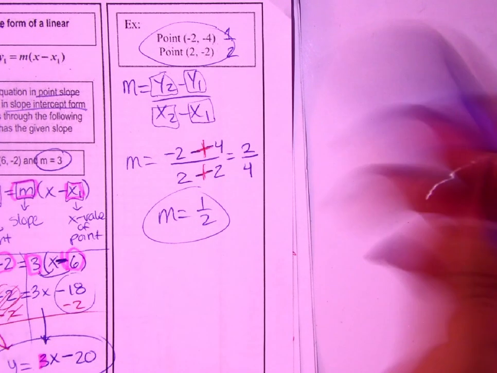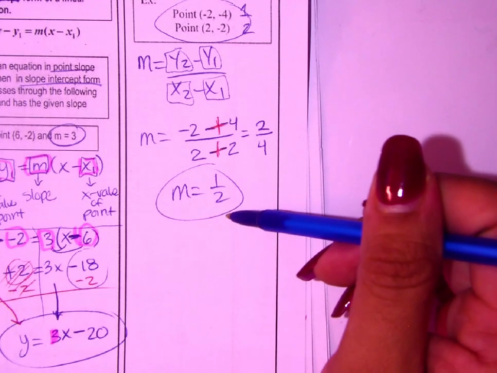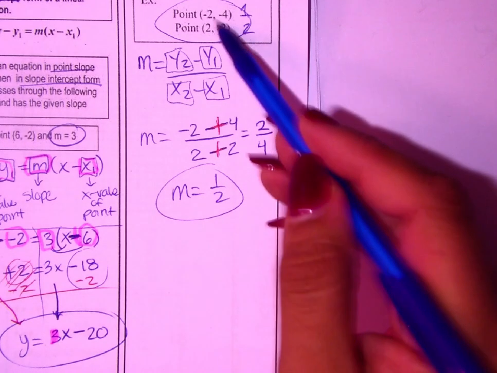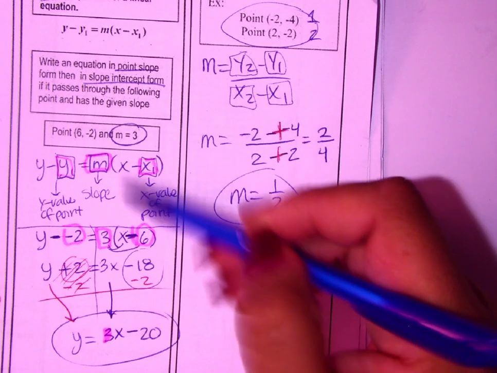And with the skill of finding the slope given 2 points, you can use that to write an equation of the line through these 2 points by following the process of point-slope form.